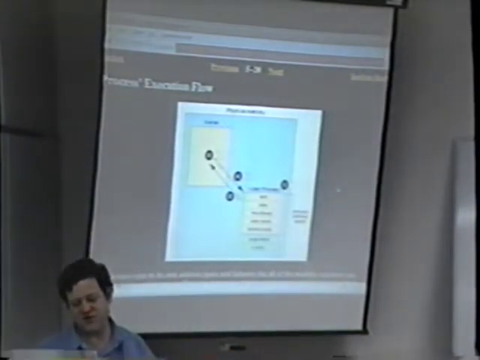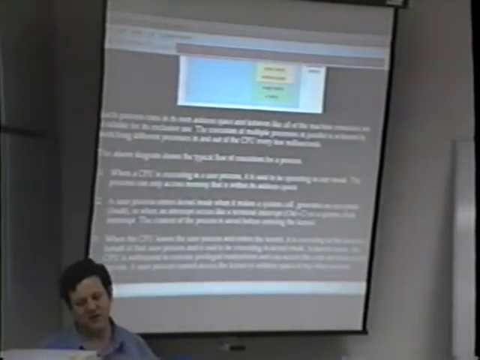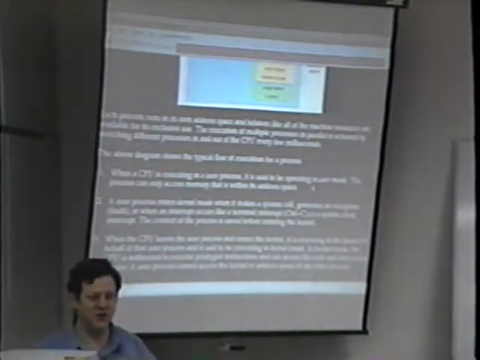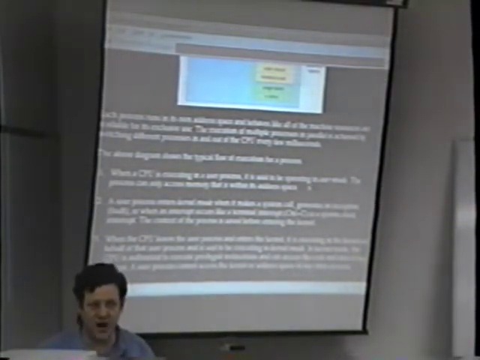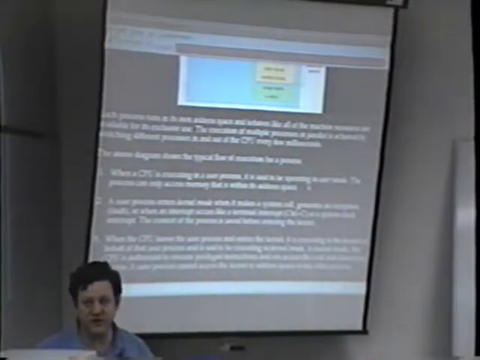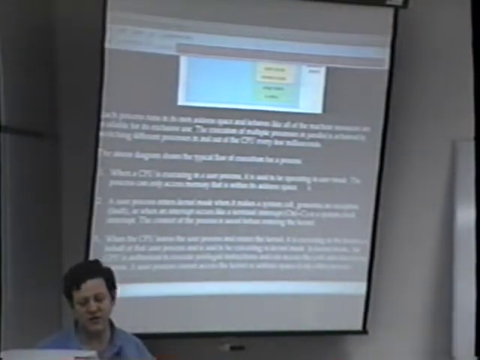So each process runs in its own address space and behaves like all the machine resources are its own. Just going through the drawing here, a CPU executing in a user process is said to be in user mode. So we're executing libraries, what we compiled, or standard Unix utilities like ls or pwd. At some point, we have to go into the kernel. So the user process enters the kernel mode.